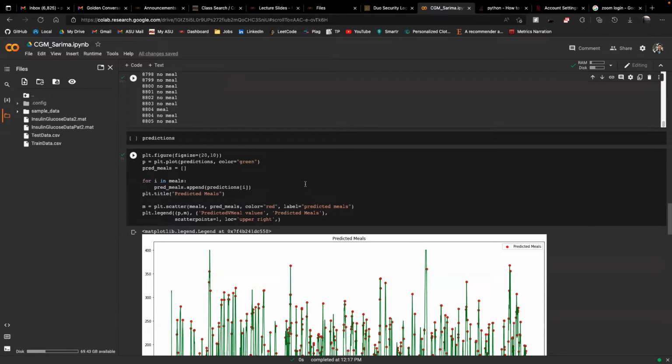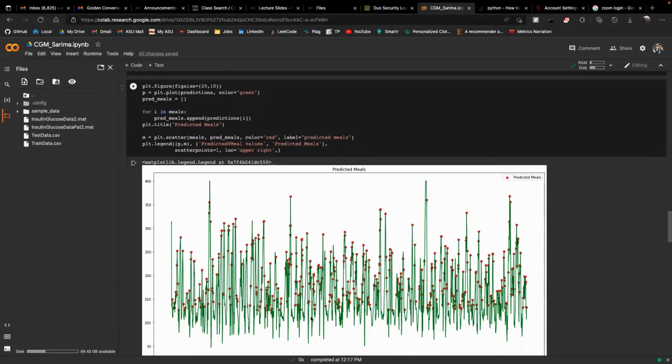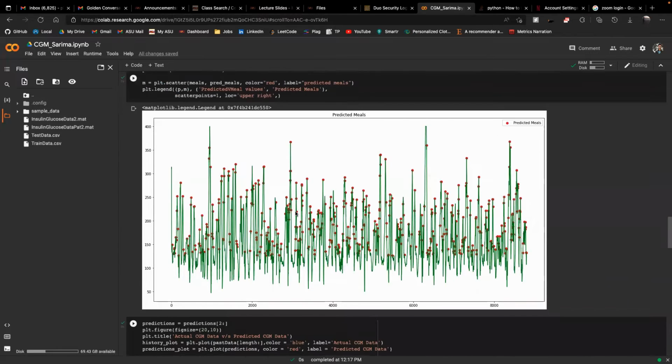We have also plotted a graph to visualize it better. Here the green color represents the CGM values, and the red dots are the predicted meals. As you can see here, most of the predicted values are at the peak of the CGM values.